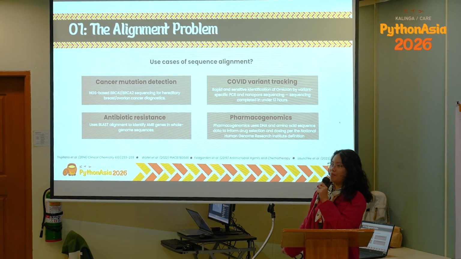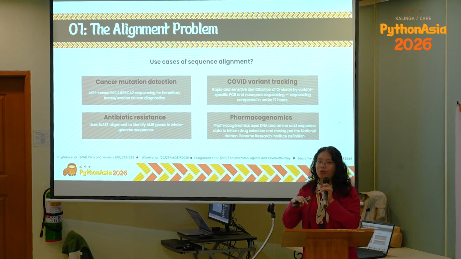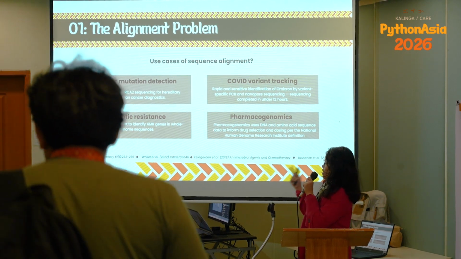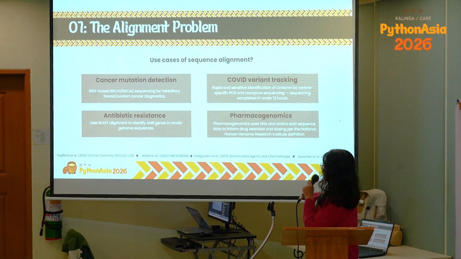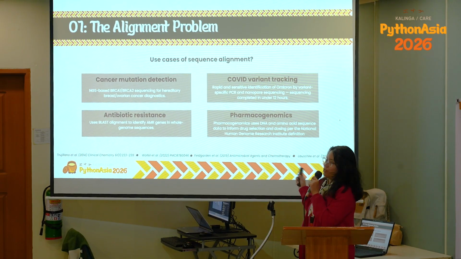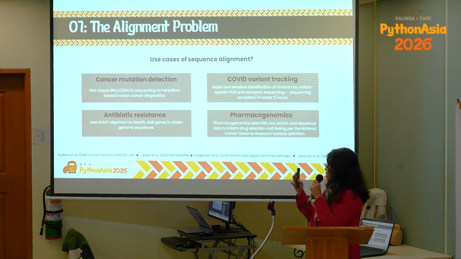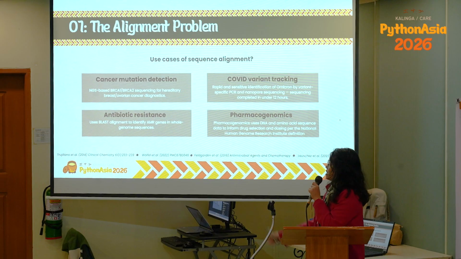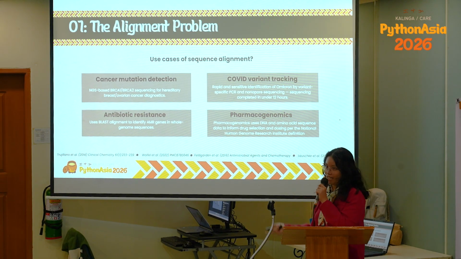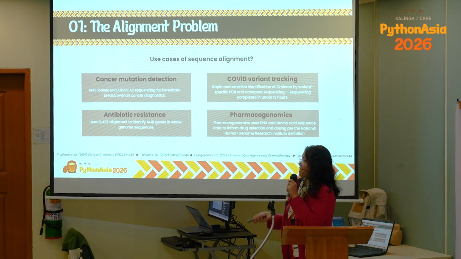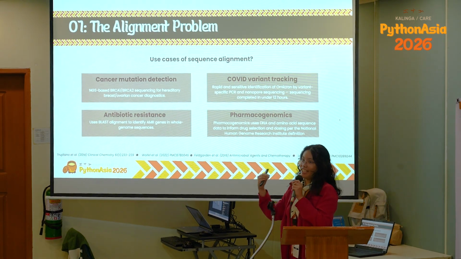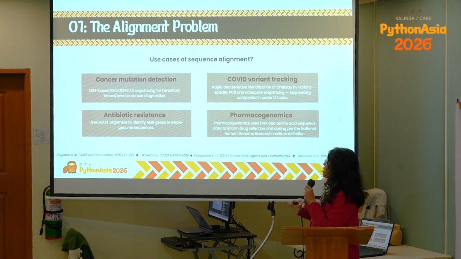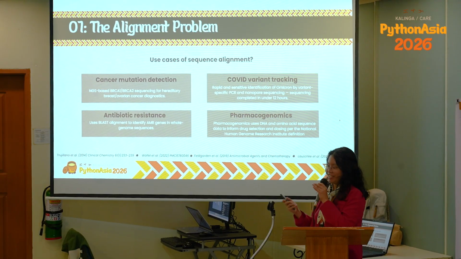Okay, what are the common use cases of sequence alignment? Just so we know the practical applications of this. We have cancer mutation detection and COVID variant tracking. During the COVID pandemic, they also used sequence alignment to figure out the different variants, antibiotic resistance, and also pharmacogenomics. So these are the use cases of sequence alignment and why we should care, because sequence alignment, in idea, is aligning different DNA sequences, right? But it has a lot more impact than just aligning strings.